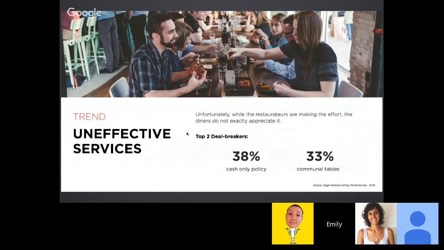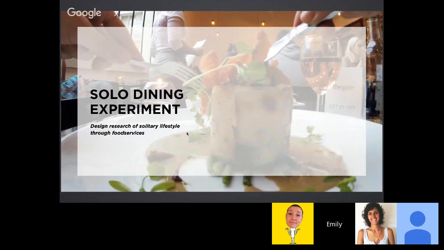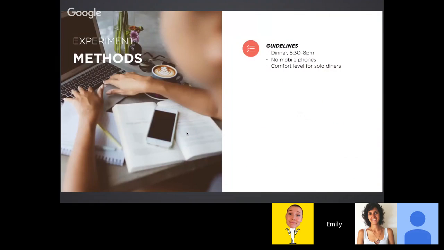Let's move on to the exciting part where I experienced firsthand what's happening in real situations. I was keen on finding out whether the experience was really that bad or how things might have been done differently. So before I began, I listed some guidelines. Since lunchtime is quite common for people to eat alone, I focused on dinner time and removed mobile devices so I could really immerse myself in the environment, as well as observe if any possible interventions could be made by the restaurant services. I documented the whole process with a GoPro camera, simply sitting right in front of me to get a first-person perspective on the experience.